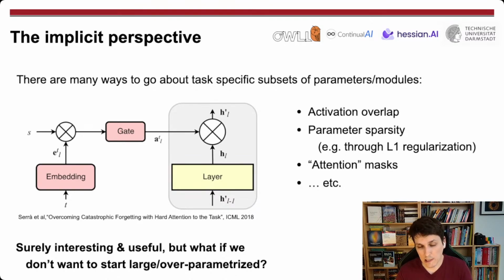What if we're computationally constrained? What if we're memory constrained? Or what if we just simply care about the question, what's the adequate capacity for a particular task, so that we want to start with a model that's always just tailored to the task complexity at any point in time?